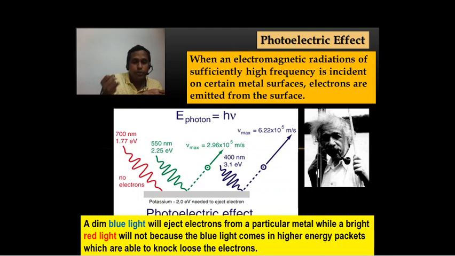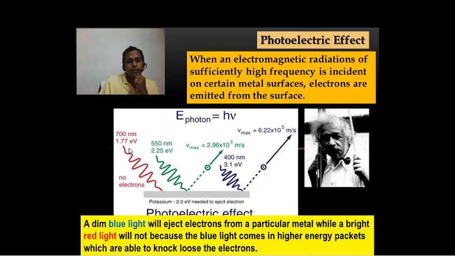We know nu is equal to c by lambda, where c is the velocity of light and lambda is the wavelength. For blue light, lambda is 400 nanometer, green is 550 nanometer and red is 700 nanometer. So we can find the energy of each light. For blue light it is 3.1 electron volt, for green light it is 2.25 electron volt, and for red light it is 1.77 electron volt.